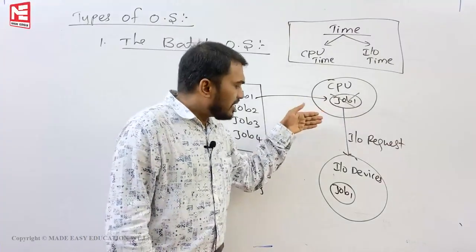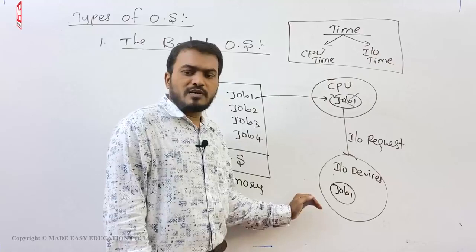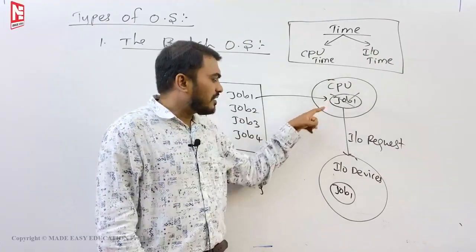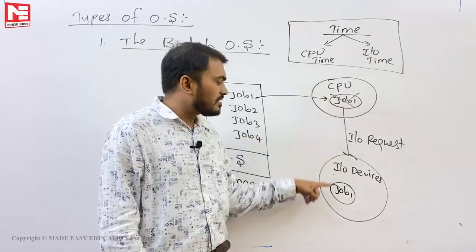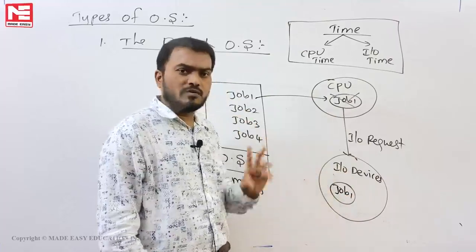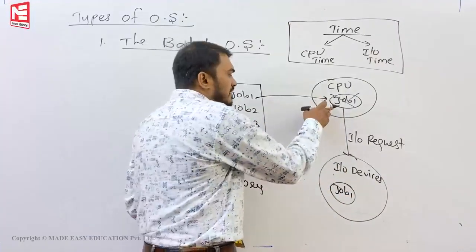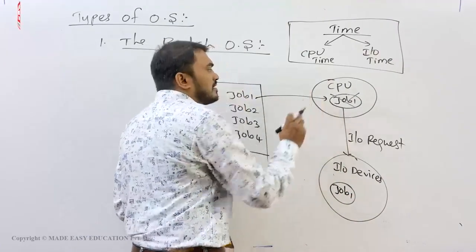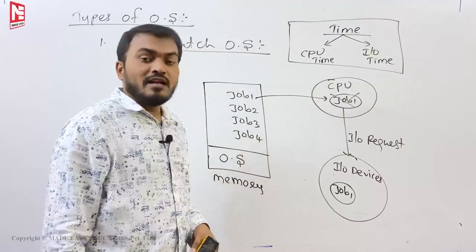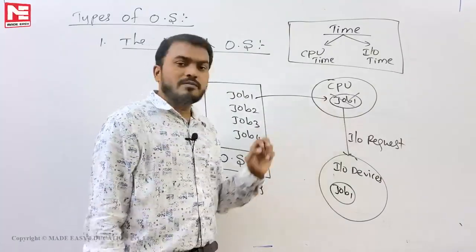So when job 1 is leaving the CPU to perform IO operation. Okay, if job 1 requires IO operation, what is happening here? It is leaving the CPU and moving on to the IO devices to perform the IO operation. So when job 1 is leaving the CPU, what is happening here? The CPU is becoming what? Idle.